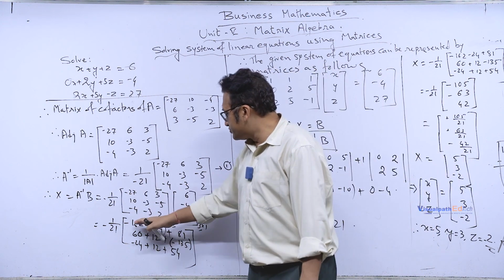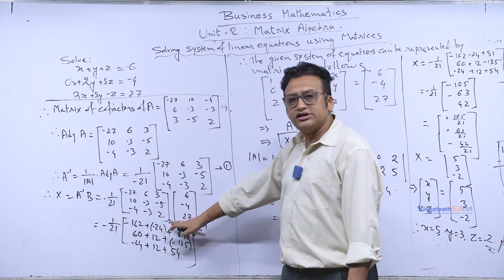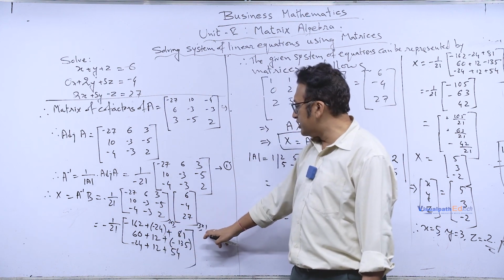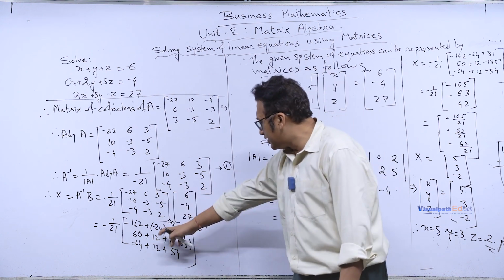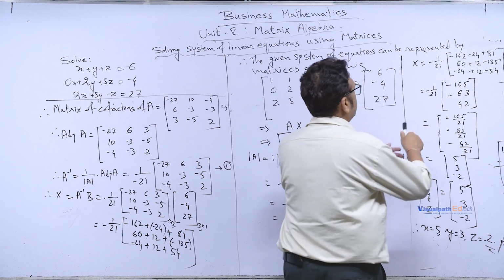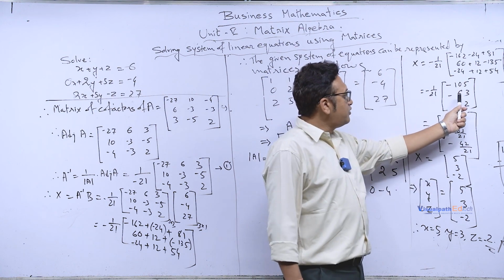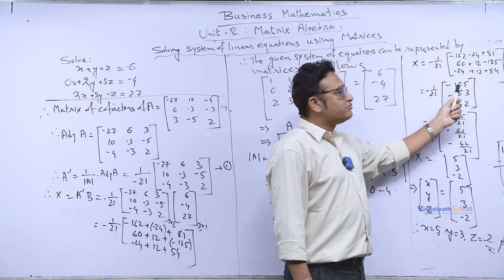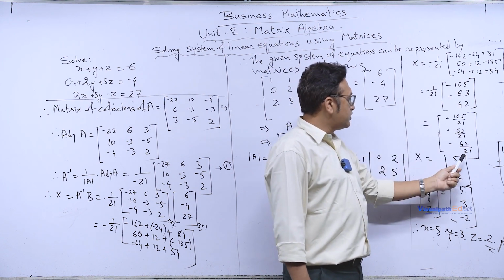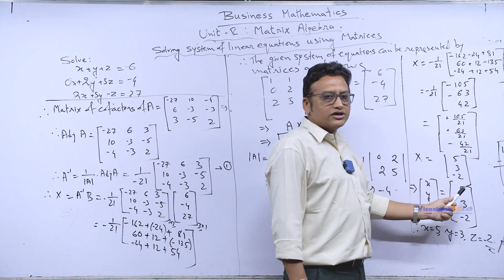So then we have used matrix multiplication. Since this is a 3 by 3 matrix and this is a 3 by 1 matrix, the product matrix will be a 3 by 1 matrix. So we calculated and we found these three values. We got minus 105, minus 63, 42. So each of these values is now multiplied with minus 1 upon 21. So that we got this. Finally, we got 5, 3, minus 2.